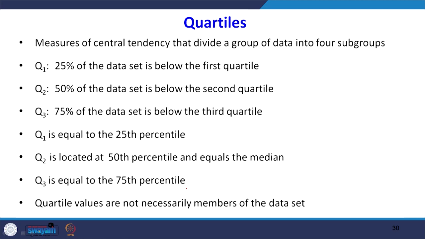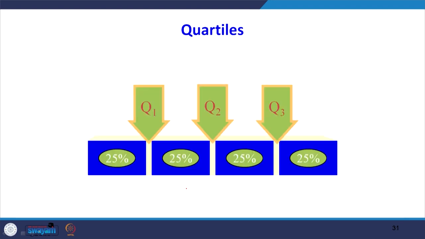Another point is that the quartile values are not necessarily members of the data set. You see this slide: Q1, Q2, Q3. Q1 is the first 25% of the data set, Q2 the first 50%, Q3 the first 75%. Quartiles are used to divide the whole data set into 4 groups: first 25, second 25, third 25 and last 25.